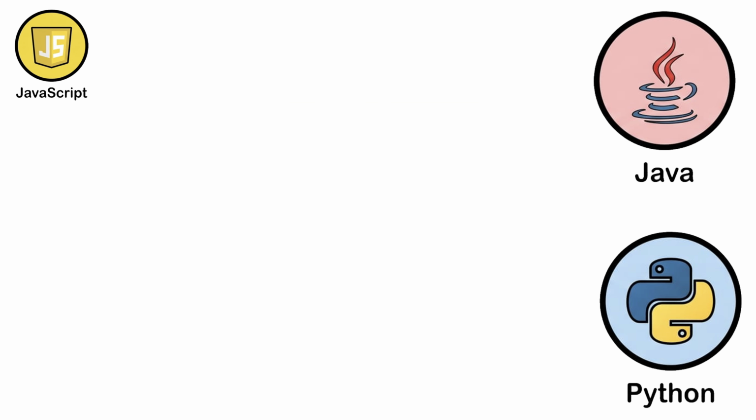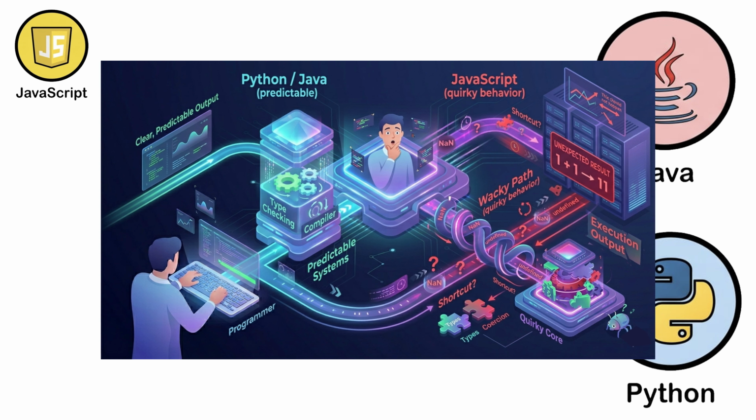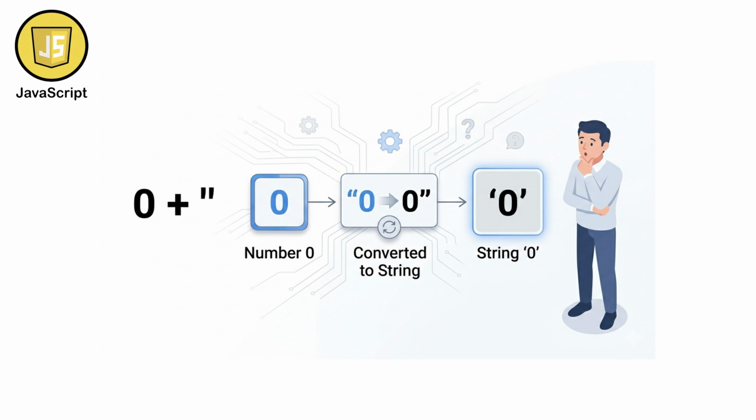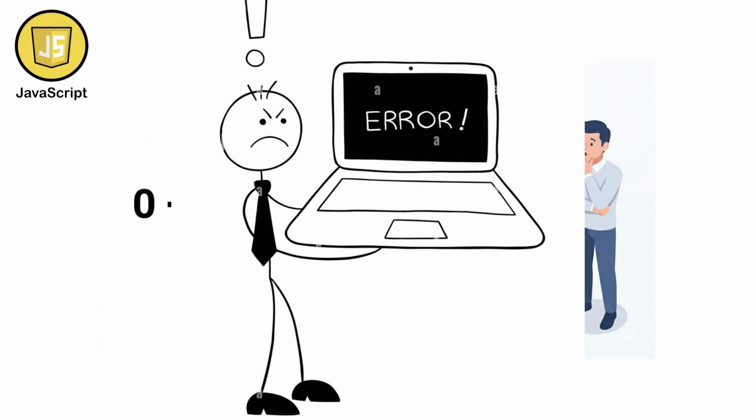Unlike Python or Java, JavaScript was built quickly and has some quirks in its design that can produce unexpected behavior if you're not careful. Here's a classic example. In JavaScript, adding the number 0 to an empty string gives you the string 0, not an error. That kind of weirdness is built into the language.